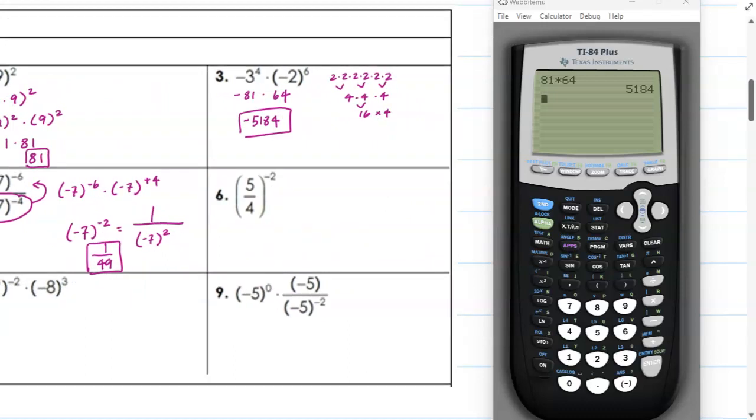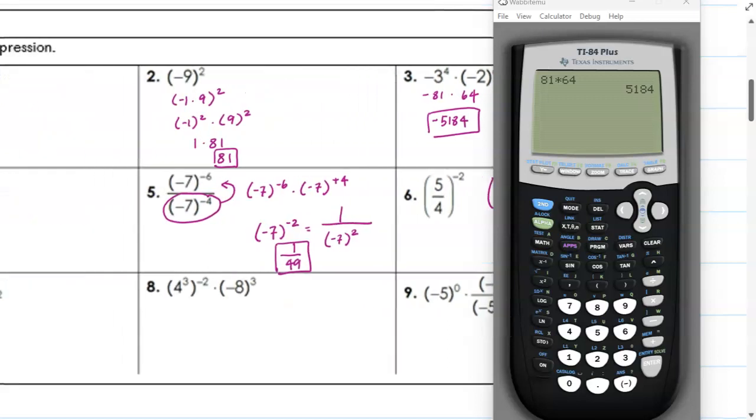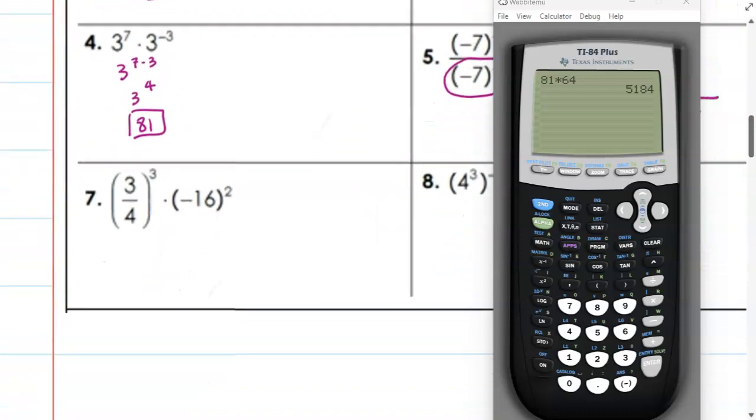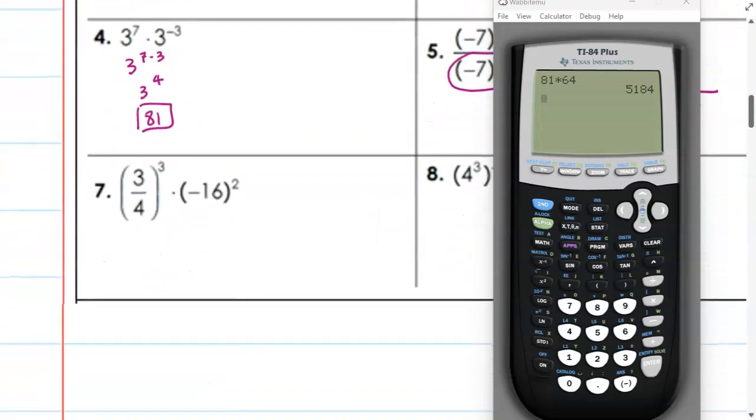Okay, next one. First, we could take the reciprocal and make that negative a positive. So do 4 over 5 raised to the second power. So that's 16 over 25. Voila. Good job.